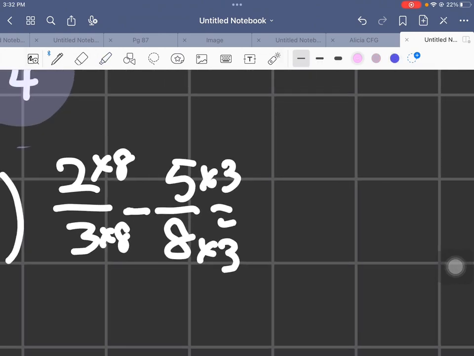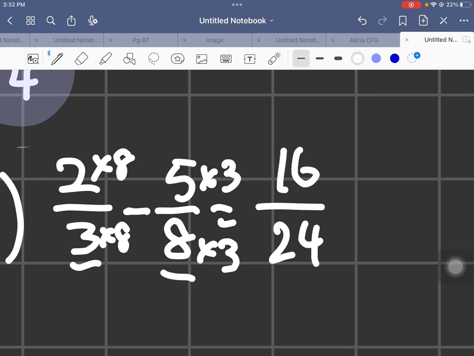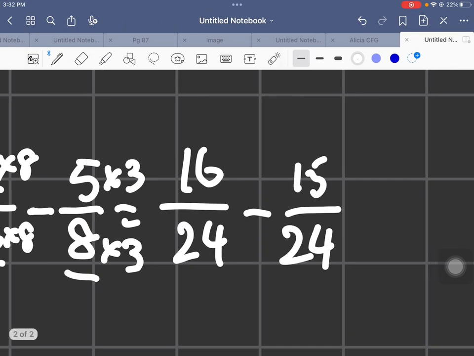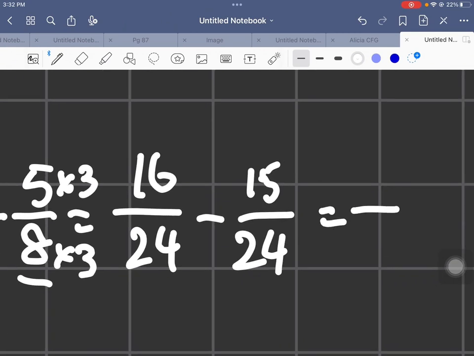Question F. The denominators are also not the same, so we need to multiply them. So 3 times 8 equals 24, 2 times 8 equals 16, minus 8 times 3 equals 24, 5 times 3 equals 15. The same thing, 16 minus 15, we'll get 1 over 24.